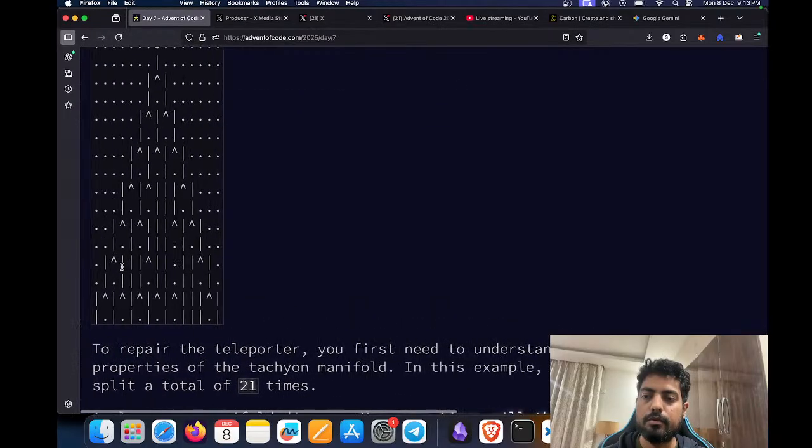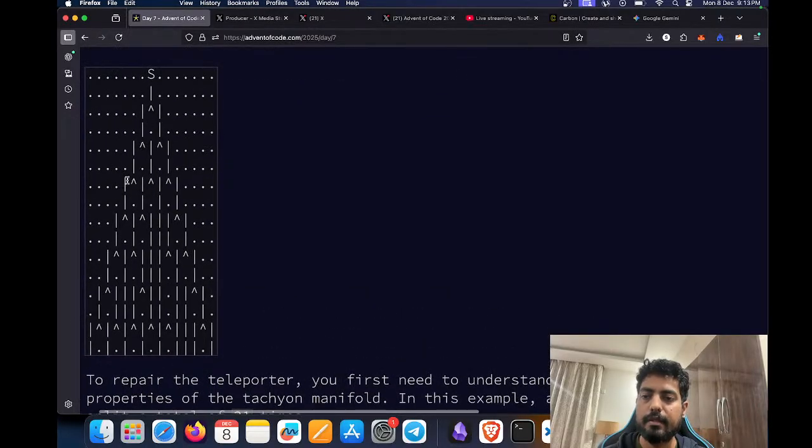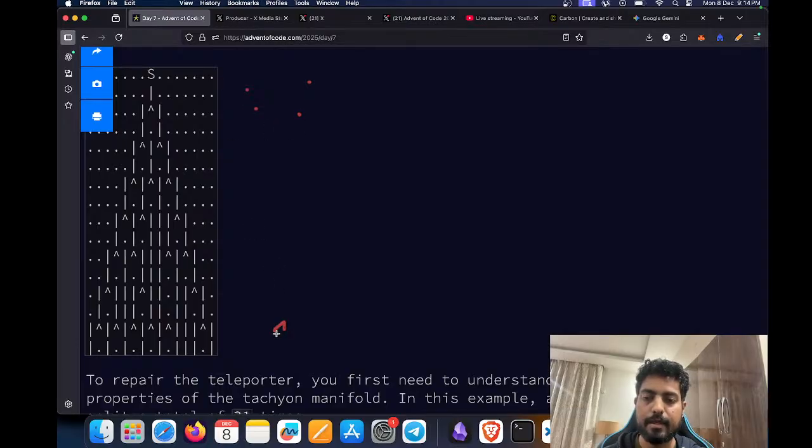So actually, if you just count the number of splitters: 1, 2, 3, 4, 5, 6, 7, 8, 9, 10, 11, 12, 13, 14, 15, 16, 17, 18, 19, 20, 21, and 22. So there are actually a total of 22 splitters. But since this splitter is just below this one, the ray won't touch the splitter. And even if, let's say, some splitter is far away, so let's just extend this map and say we have a splitter here, even that one won't be affected.